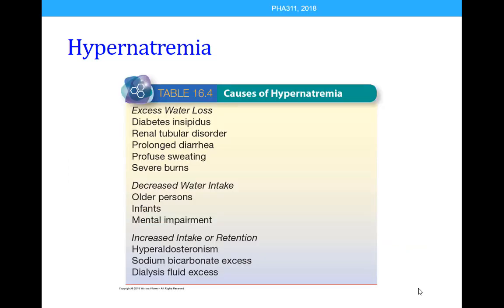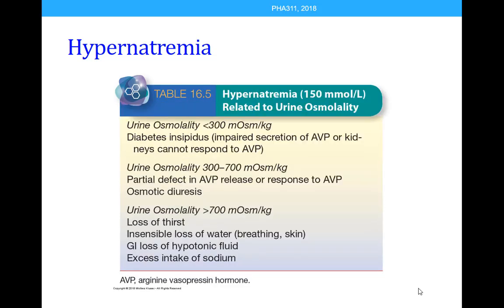Again, there is a long list of causes. Excess water loss, we have these causes. Decreased water intake can happen in older people, in infants who can't tell you when they are thirsty, or in mentally impaired people. So, this is very common. Hypernatremia due to decreased water intake is very common in older people, in infants and in mentally impaired patients. Now, with hypernatremia, again you have to measure urine osmolality. This will give you a clue whether kidneys are playing a role in this or not.